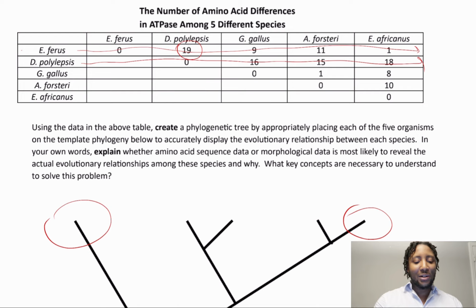So for E. ferris, if we look across the board, G. gallus, A. forsteri, and E. africanus, we can say that there are 40 amino acid differences compared to D. polylepsis, which has a whopping 49 differences. So again, we're just adding across. D. polylepsis has the most amino acid differences in ATPase. Therefore, we're going to place this guy right at the end. He's going to be in our outgroup. So we'll just write D.